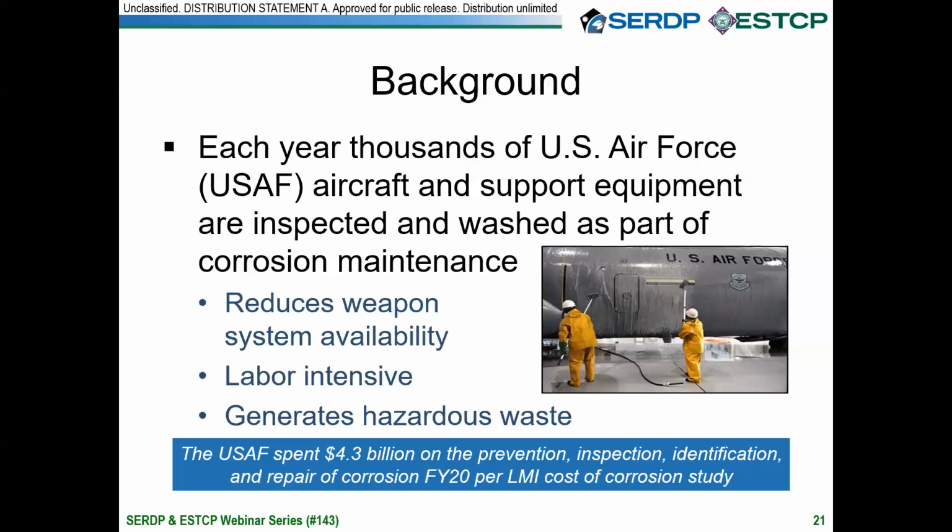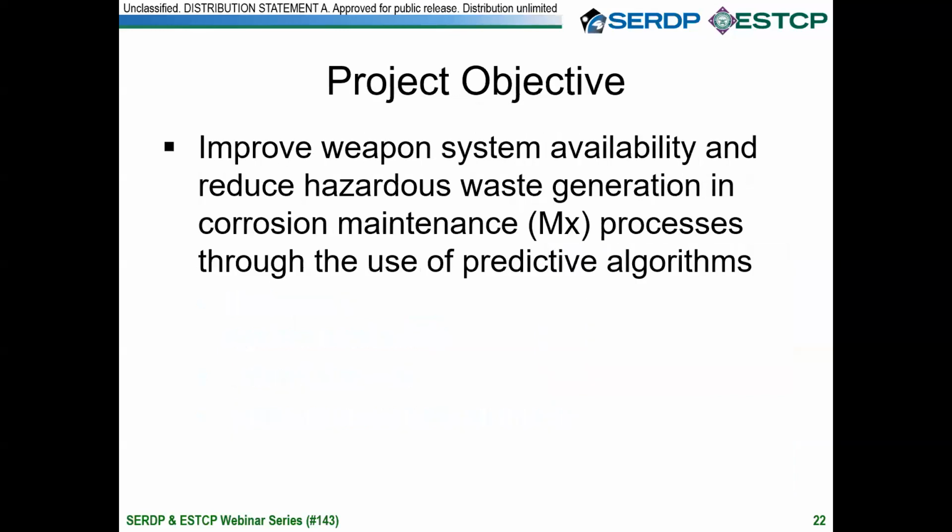And down there at the bottom box there, the Air Force spent, this is slightly out of date data from FY20, $4.3 billion on the prevention, inspection, identification, and repair of corrosion. And that's per the LMI cost of corrosion study from FY20. Some of the estimates in more recent years are actually closer to $5 billion. So we spend a lot of money on this, and we're thinking maybe we don't have to.